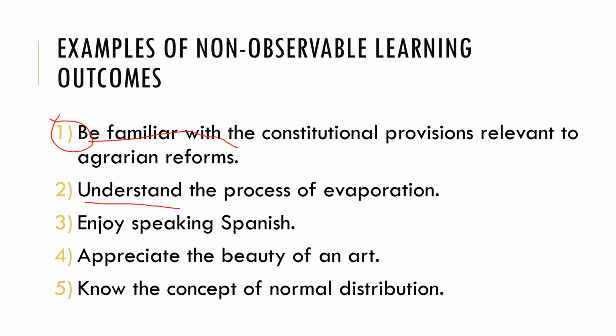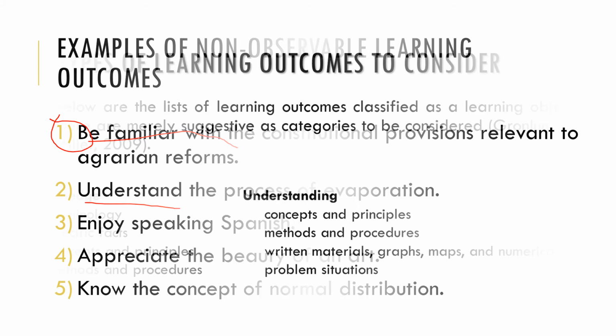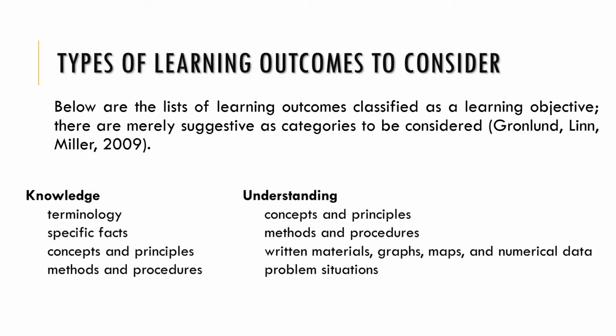Okay. Now let's jump off to the different types of learning outcomes to consider. Below are the lists of learning outcomes classified as a learning objective. They are merely suggestive as categories to be considered. This is according to Gronlund, Linn, and Miller, 2009. So for knowledge, of course, we have terminologies, we have specific facts. For example, the birthday of Rizal, that is a specific fact. Concepts and principles, that is still knowledge. Methods and procedures, if we list the different methods and procedures, that is still knowledge.